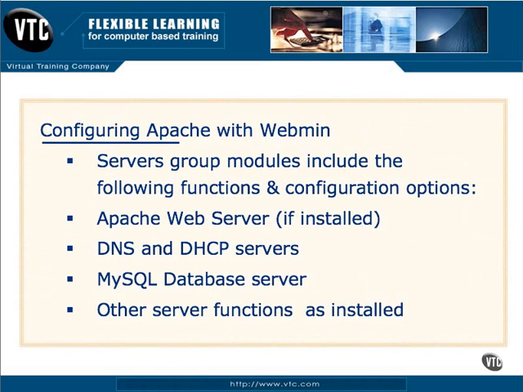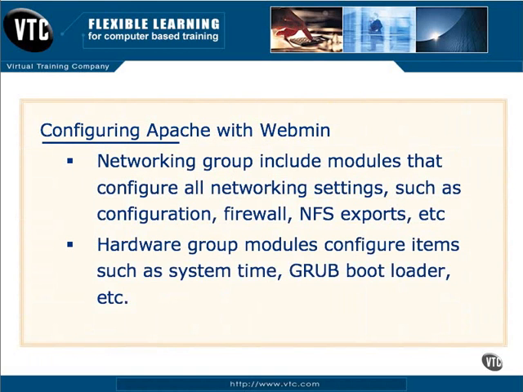Some server group modules include the following functions and configuration options. Your Apache web server, if it installed, will be here, as well as your DNS and DHCP servers, a MySQL database server, and any other functions that are server related that you have installed. The networking group includes modules that configure all of your networking settings, such as the configuration of your network, firewall, NFS exports, etc. The hardware group modules configure the items such as system time, grub bootloader, etc.